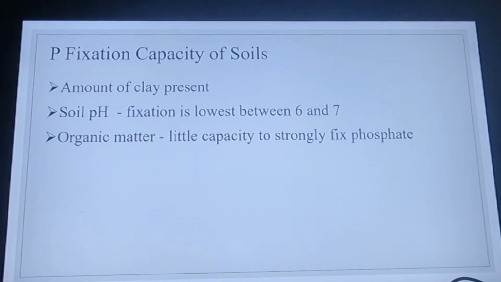And so the fixation is going to be the lowest between 6 and 7 because we have more availability, and there's a shift in speciation. Remember we talked about that 7.2 is like the 50-50. So as we start getting over into 6, we start having more H2PO4 negative because our soils are becoming more acidic, going from 7 to 6. And so we're starting to have a little greater solubility there.